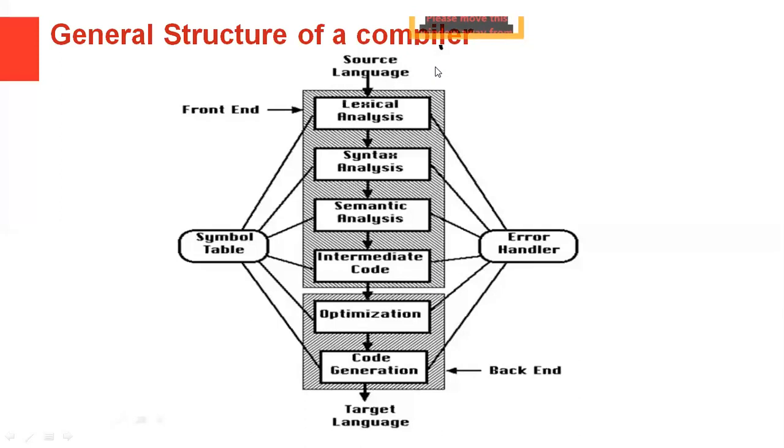Today's topic is the general structure of a compiler, or the phases of a compiler. Here we have mainly two phases: the front end phase and the back end phase. In the front end, we have four phases, and in the back end, we have two phases. The first phase in the front end is lexical analysis.